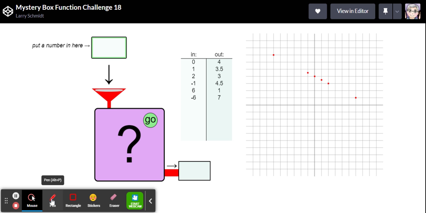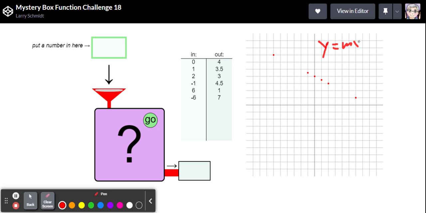So we're going to use that slope-intercept form for a line. So y equals mx plus b. And the b is the y-intercept, and we can just read that right here. The y-intercept is where x equals 0, so that's 4. So b is 4.